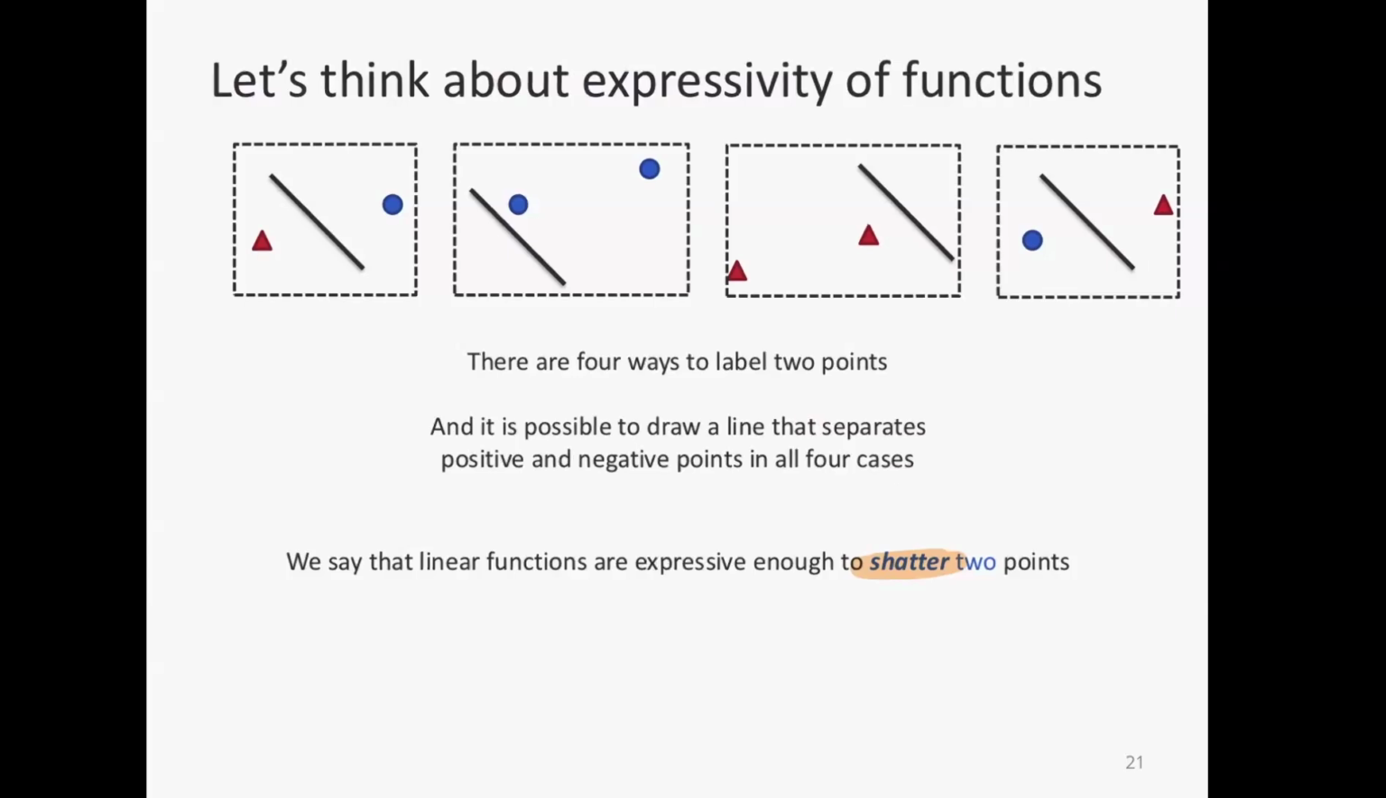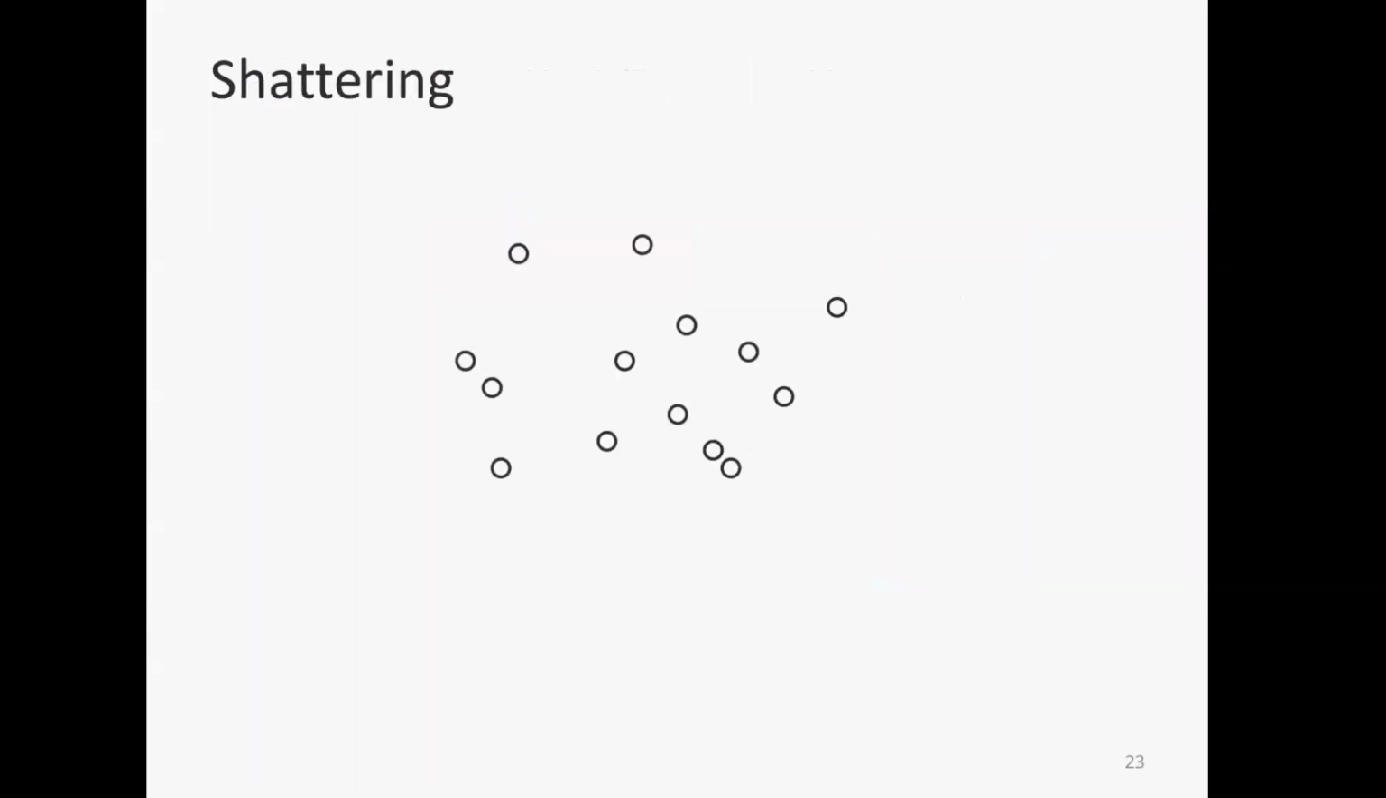So maybe 2 points is really simple. Maybe let's think of more points. Let's think of 14 points. Here are 14 points. I think there are 14. At some point I counted. So, can a linear classifier match every possible labeling of these 14 points?